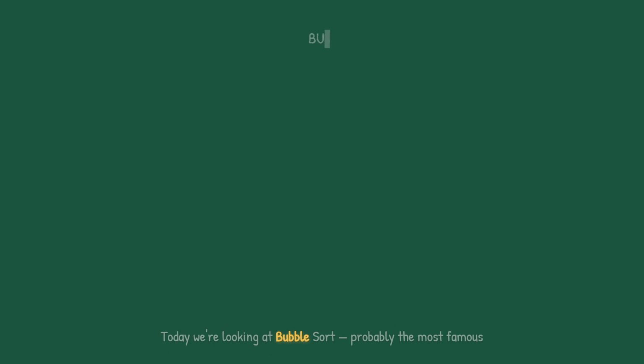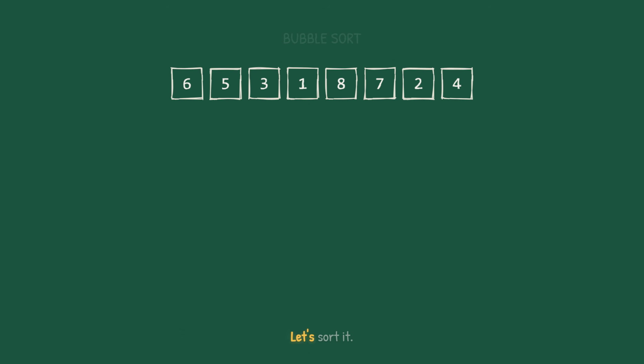Today we're looking at bubble sort, probably the most famous sorting algorithm in the world, and the simplest idea you'll ever hear. Here's a messy list of numbers. Let's sort it. Look at the first two neighbors, 6 and 5. 6 is bigger, swap them, move right.